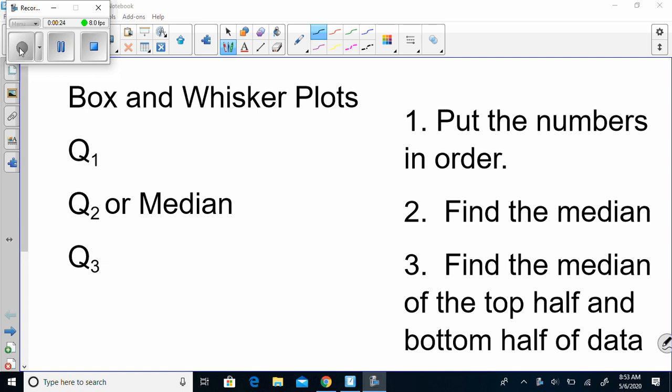So here's our steps. Right now, today, these are the pieces of data we're going to look for. We're going to look for the Q1, the Q2 or the median, and the Q3. Step number 1, we put our numbers in order. Step number 2, find the median, just like we've done before. And then 3 is a little vague, but I'll show you what I mean when we get going. Find the median of the top half of the data and of the bottom half of the data. So let's get going here.